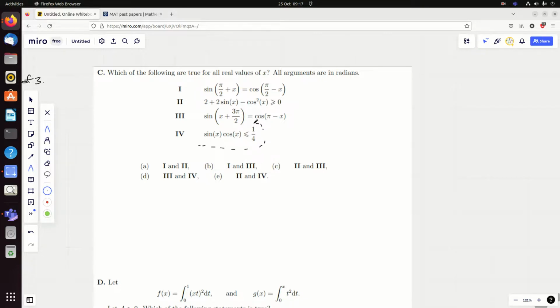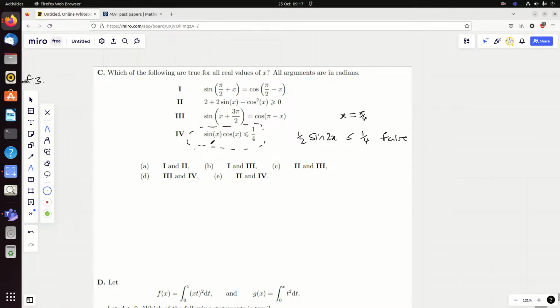It's not true for all x, because straight away you can write that as a half sine 2x. You want to know your double angle for this, it makes it a lot easier. And they're saying that that's always less than or equal to a quarter. Well, that's false, because I can pick a value for x which makes that a half, because where does sine achieve its maximum? Pi over 2. So if 2x is pi over 2, then x is going to be pi over 4. So x equals pi over 4.